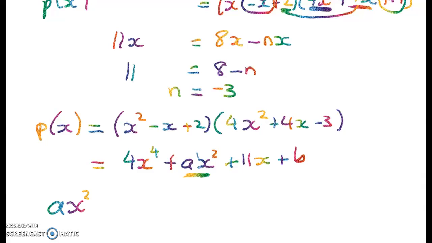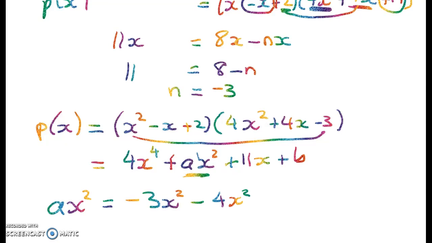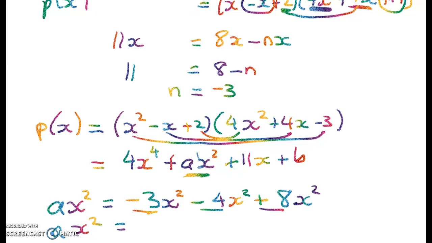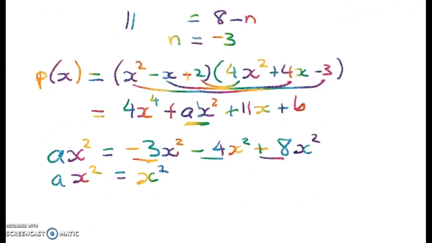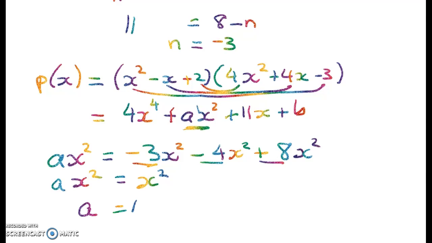So ax squared is going to equal the x squared times the negative 3, so negative 3x squared, minus 4x squared from here, plus 8x squared from in here. Ax squared is equal to what? Well, minus 3 minus 4 plus 8, so that's equal to x squared. That gives me a is equal to 1.